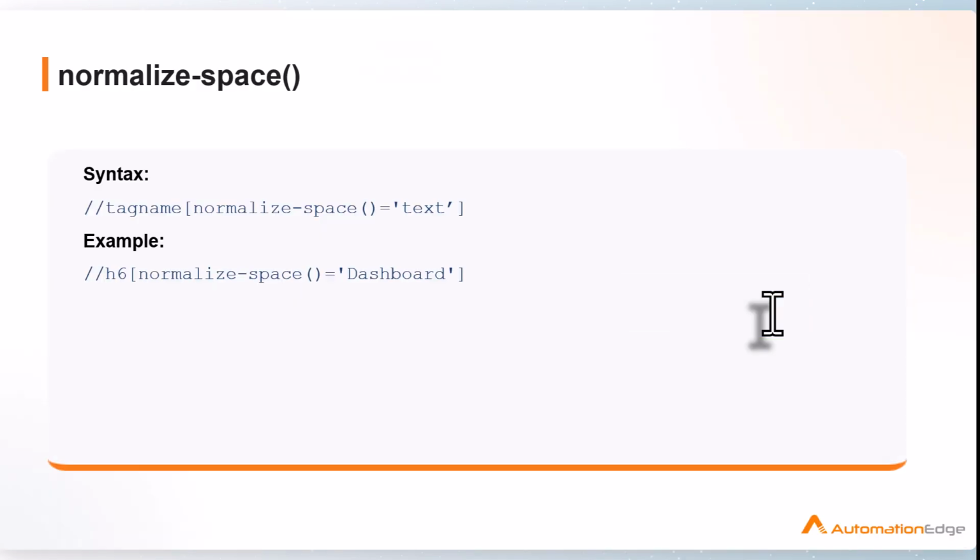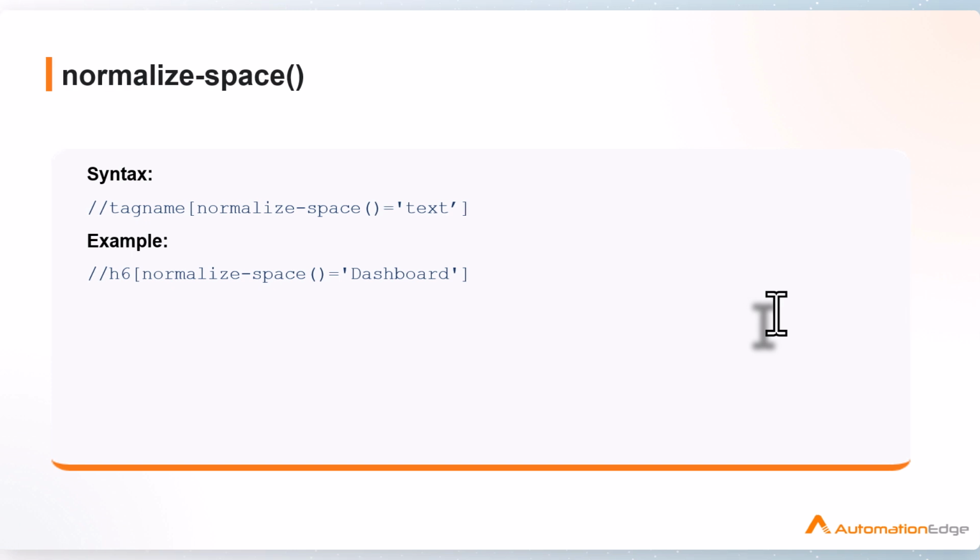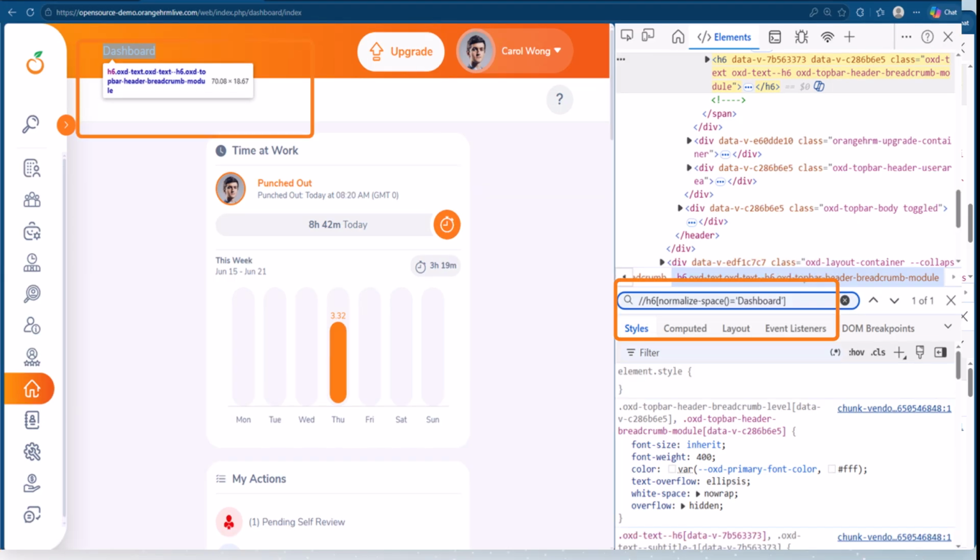Next is the normalize-space function. Normalize-space function removes leading spaces, trailing spaces, and extra spaces between words before comparing the text. This function is particularly useful when the visible text on a web page contains unwanted spaces or formatting. By normalizing the spaces, we can create more stable and reliable XPath expressions. In the example, the XPath locates the heading whose text is Dashboard, even if there are additional spaces around the text in the HTML source. Let's see on the web page. As you can see, XPath expression has successfully located the element.